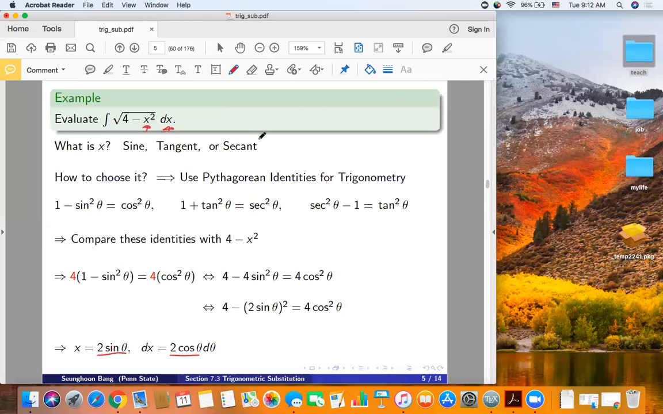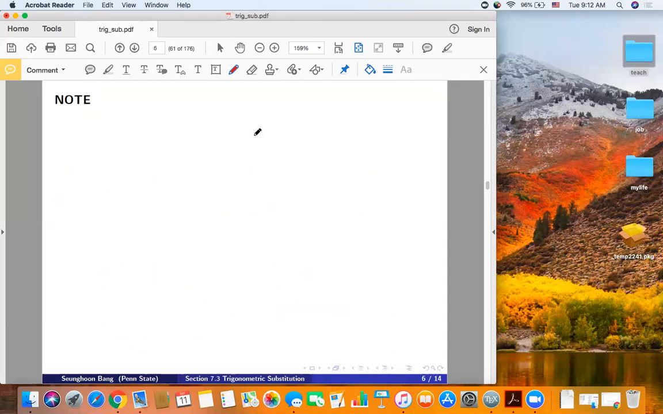Before you solve this problem, you need to know this result. Do you remember the half angle formula? Do you remember the half angle formula of cosine squared of theta? If you learned this last week, in section 7.2, cosine squared of theta is 1 over 2 times 1 plus cosine 2 theta.